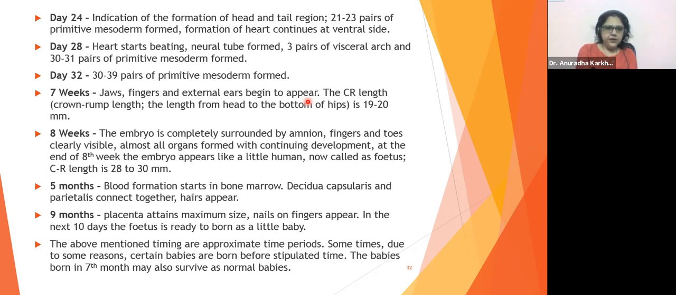After 5 months of the pregnancy, blood formation starts in the bone marrow of the fetus. Decidua capillaris and parietalis connect together. Hair formation takes place on the body of the baby. 9 months, placenta attains maximum size. Nails on fingers appear. In the next 10 days, the fetus is ready to be born as a little baby. The above mentioned timings are, of course, approximate time periods. Sometimes, due to some reason, certain babies are born before the stipulated time. The babies born in the 7th month may also survive as normal babies.